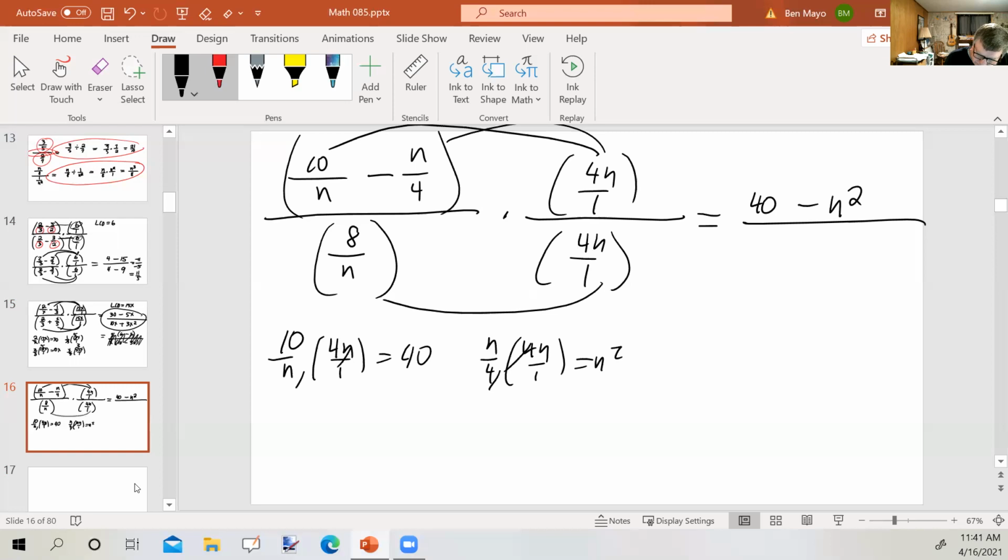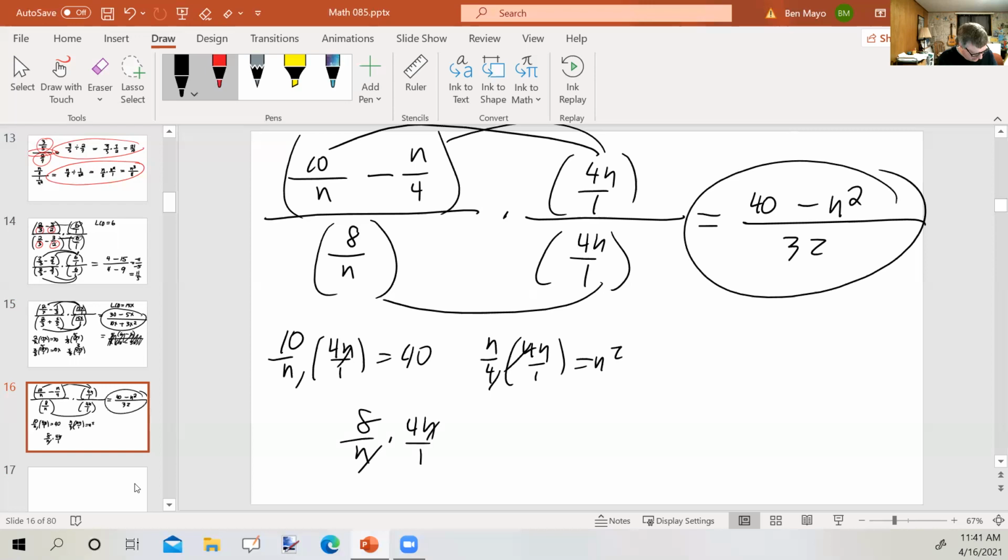In the denominator, 8 over n times 4n over 1 would be 32. I can't do anything in the numerator to simplify it or to factor it, so that's going to be my final answer.